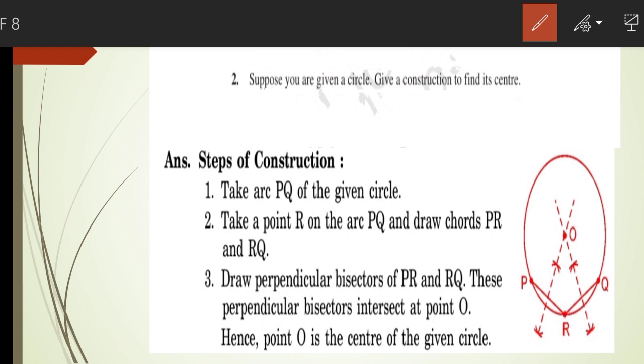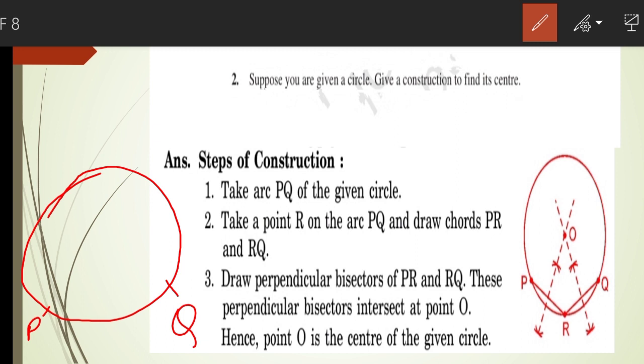It says that suppose you are given a circle, you have to find its center. It's quite easy. When we do construction, we'll go through this again, but since I'm doing this video for explaining all the sums, I'm going to explain it. Suppose you make a circle with a bangle or the cap of your bottle, anything which is circular. Since we have a circle but not the center, we will take an arc. This arc is PQ, a small arc.